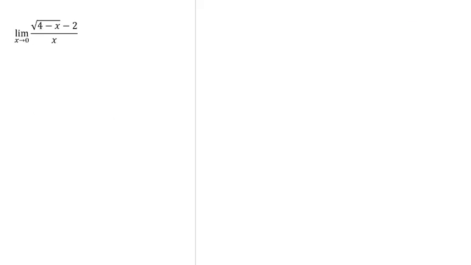Okay, this one is one that maybe last year we solved by multiplying by the radical conjugate. And that still works. You're going to get the same thing. But what I'm going to do instead is I'm going to use L'Hopital's rule. So I'm going to start by plugging in x equals 0. And I'm going to get the square root of 4 minus 2 over 0, which is 0 over 0. So I'm going to use L'Hopital's rule.